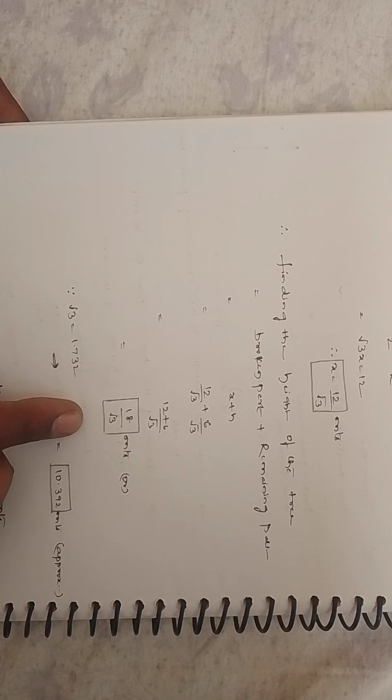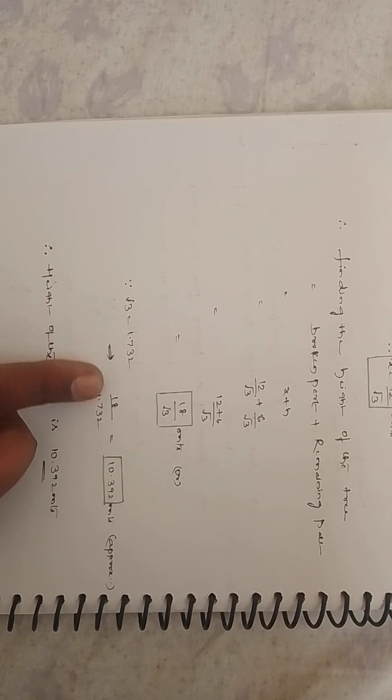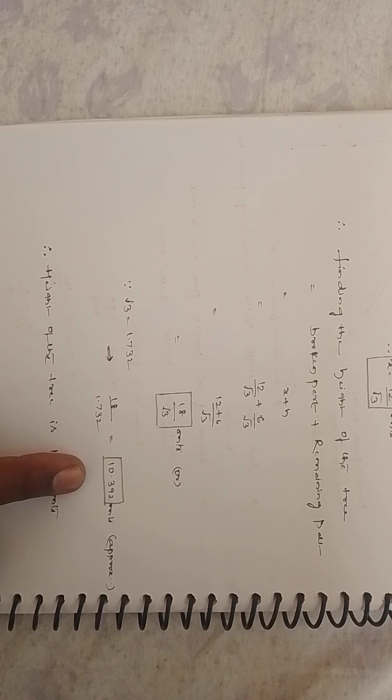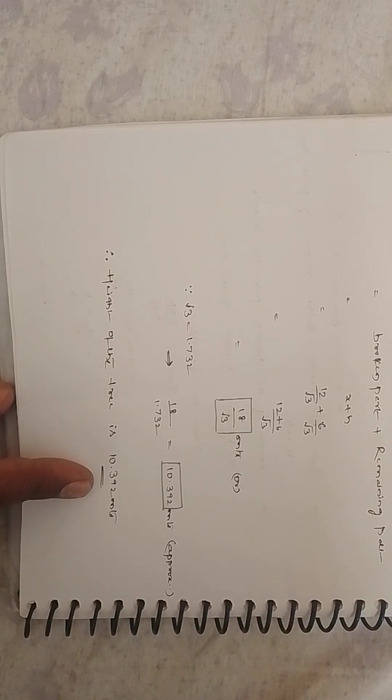You can stop here, or if you still want to simplify, you can take root 3 value as 1.732 and 18 by 1.732. You can simplify, you get approximately 10.392. So this is the length of the tree. Therefore the height of the tree is 10.392 meters.